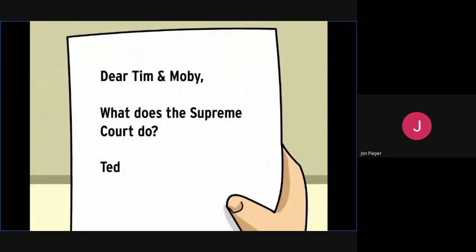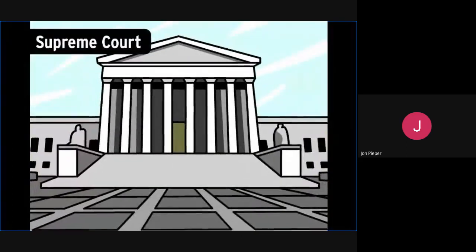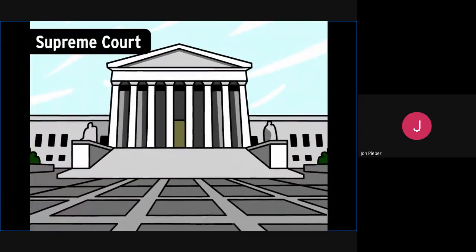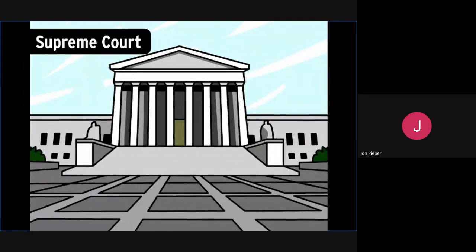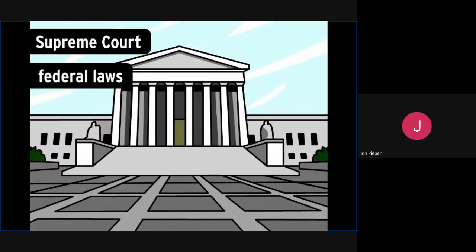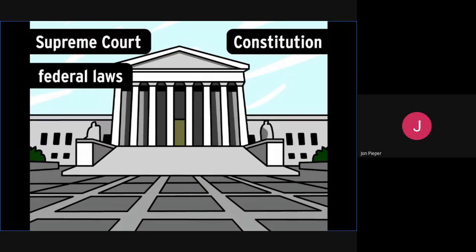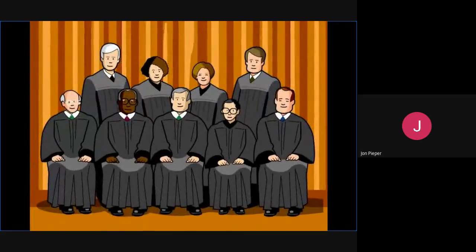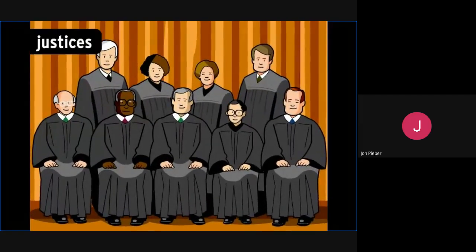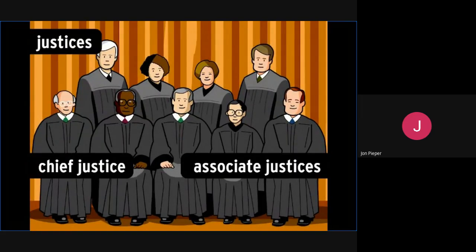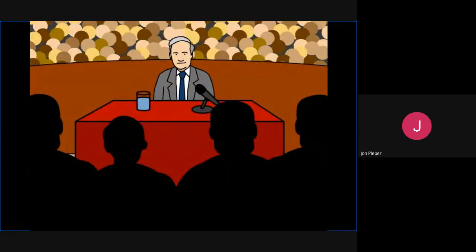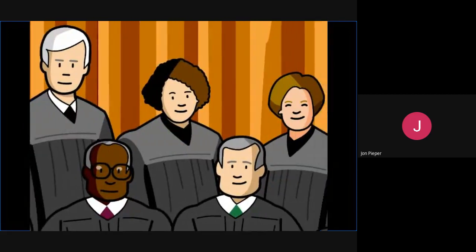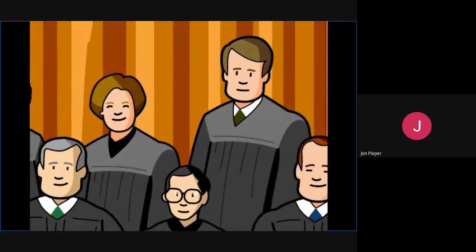Dear Tim and Moby, what does the Supreme Court do? From Ted. The Supreme Court is the highest court in the United States. It decides on legal cases that deal with federal laws, laws that affect the whole country and the Constitution. The Supreme Court decisions are made by 9 judges or justices. There's 1 Chief Justice and 8 Associate Justices. These justices are nominated by the President and approved by the Senate. When a justice is approved, he or she has the job for life.